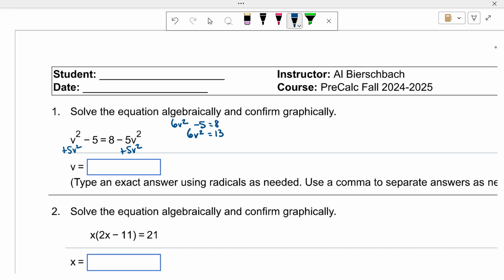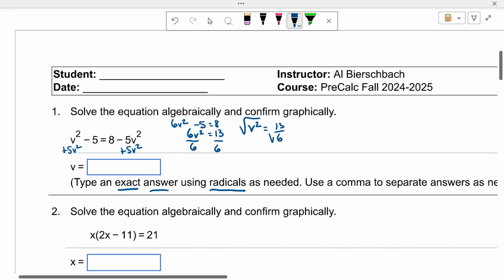Well, we can keep going on that same path. So divide by 6. So v squared equals 13/6. Now, it says type an exact answer using radicals. So if it's v squared, we want to get it down to v. To get v squared down to v, Kendra, you would do what to both sides?